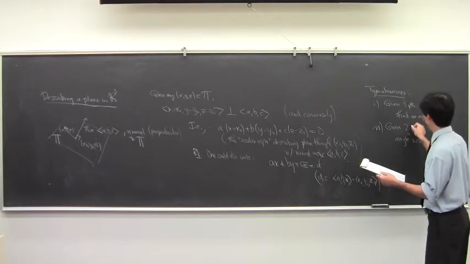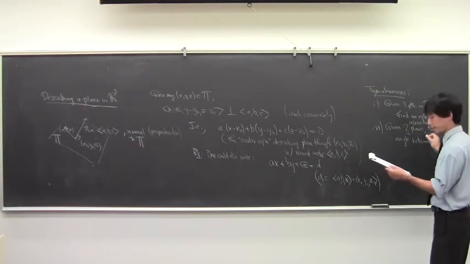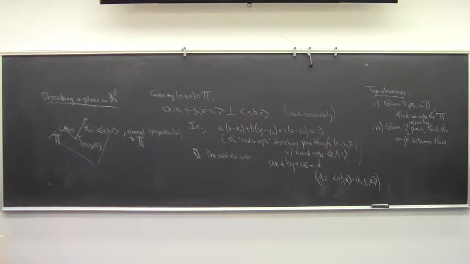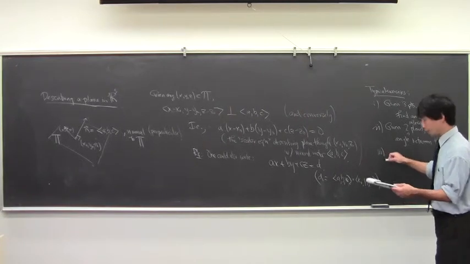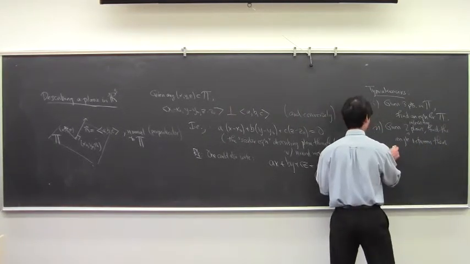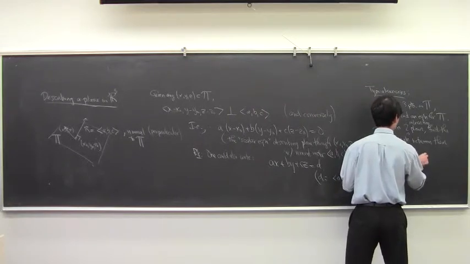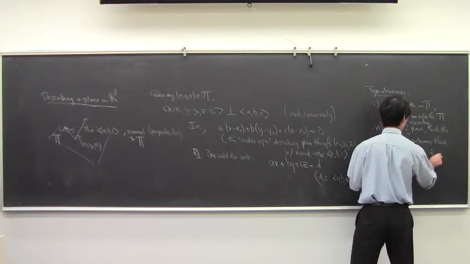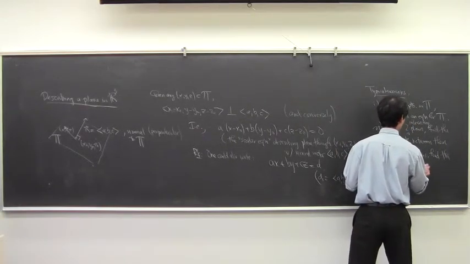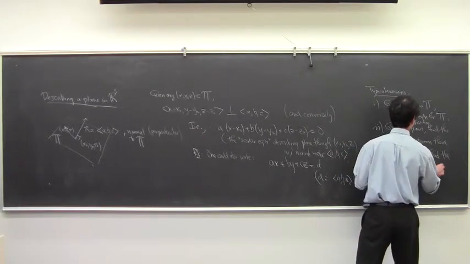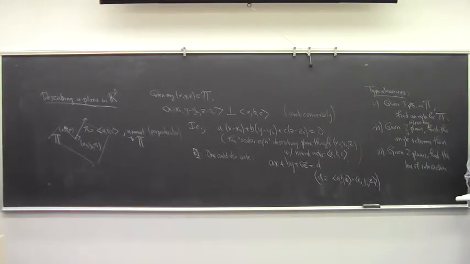Right, two intersecting planes. Find the angle between them. And the third type of problem, given two planes, find the line of intersection. So let's just think about these types of problems for a second.